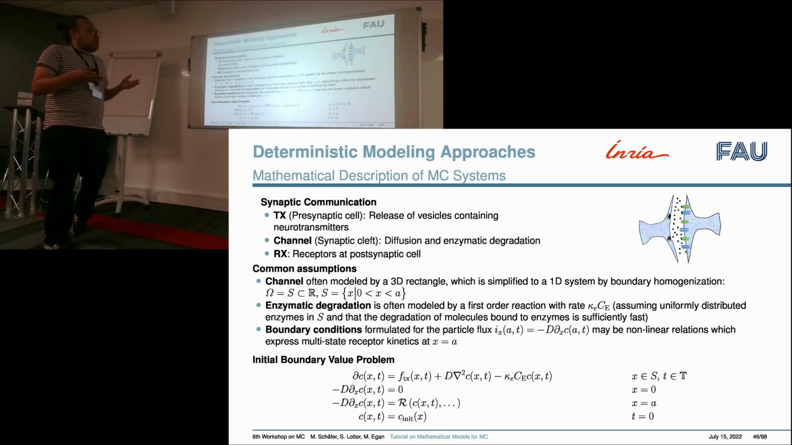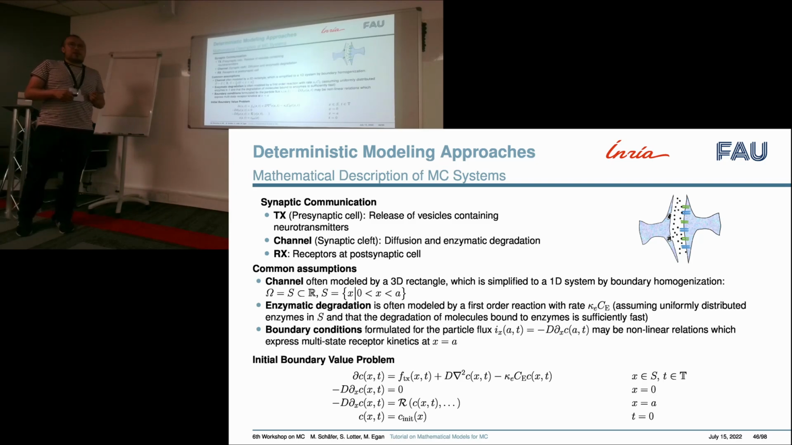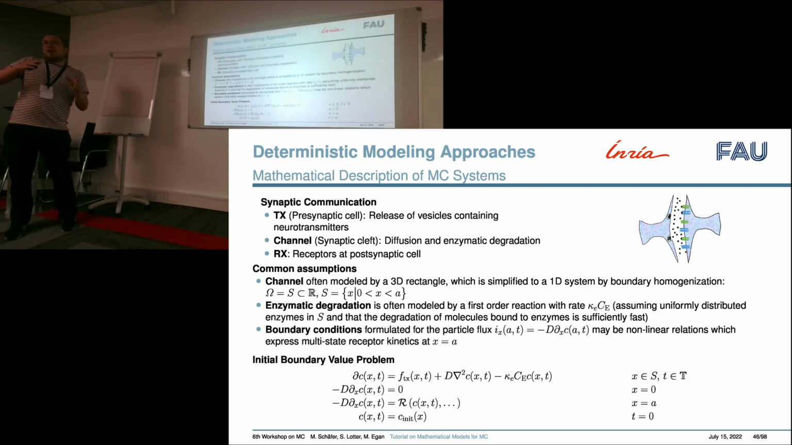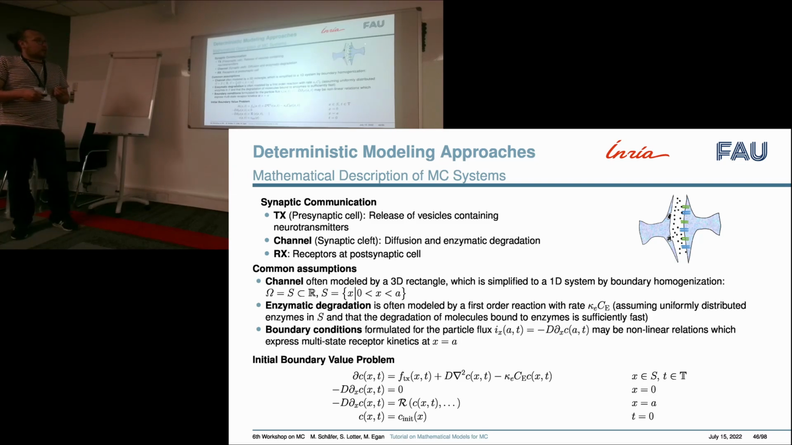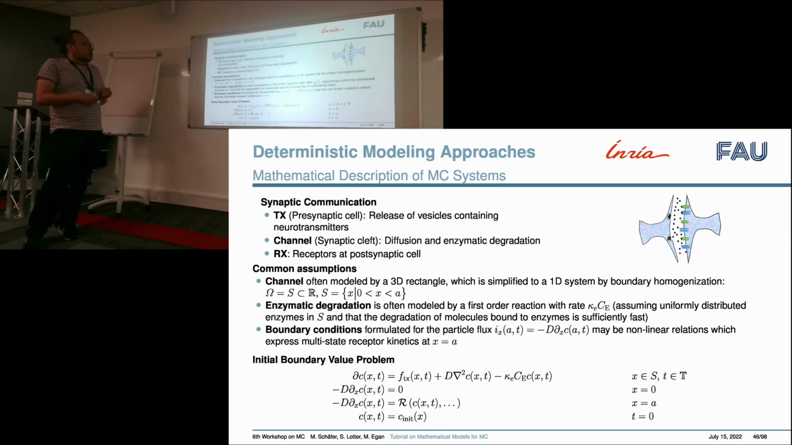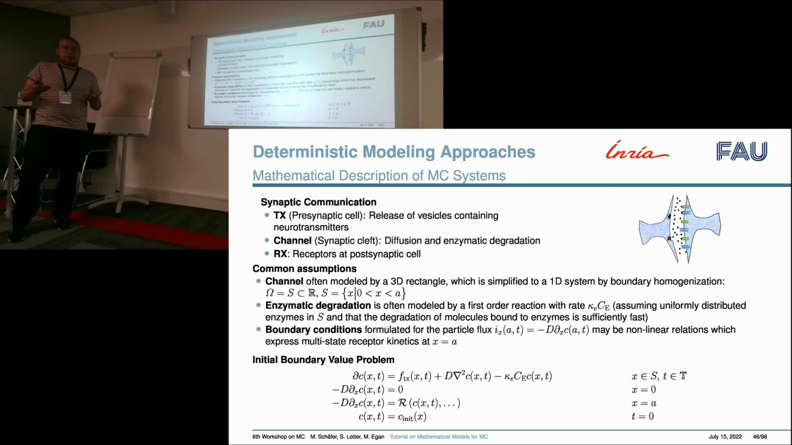Another system I want to look at is synaptic communication, with the presynaptic cell, the synaptic cleft as a channel, and receivers at the postsynaptic cell. One common assumption is to model the channel just as a 3D rectangular system, and then by applying some further simplifications, most people model this as a 1D diffusion in between, using some boundary homogenization on the right boundary or so. Then, when we want to consider enzymatic degradation, the most straightforward way is to assume uniformly distributed enzymes and that the degradation is fast enough, so we can just use a first order reaction for that.